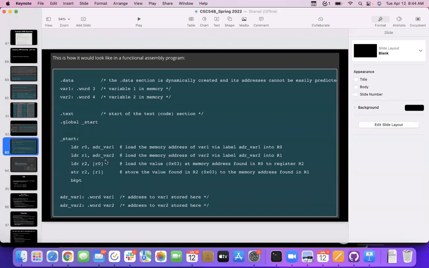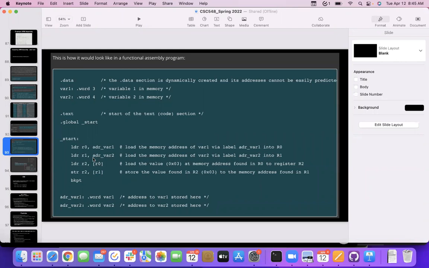R2 is now going to hold the value, that's where the square brackets come in, the value that lives at whatever address R0 is. We're going to store the value that's currently in R2, which is the value of R0, which is the variable 3. So var1, which is the value 3, which lives at the address of var1 in memory, is what's stored in R2 currently. We're going to take that value and push it out to system memory. Where are we storing it? Well, we are storing it in system memory at whatever the address of var2 is.